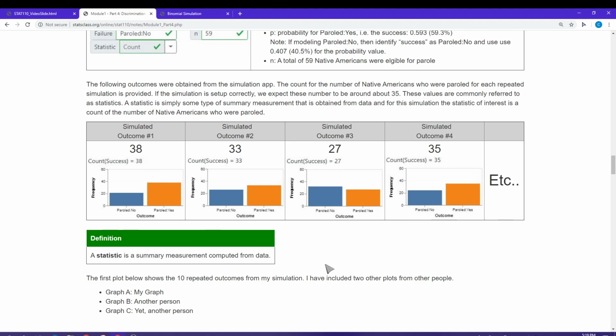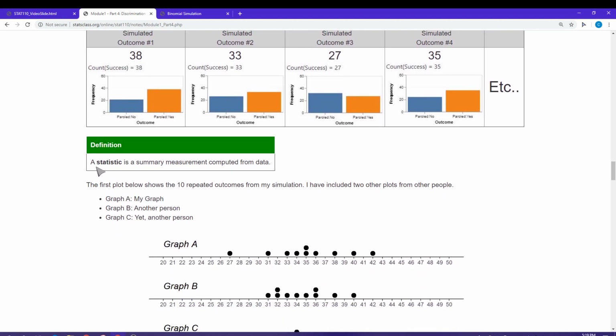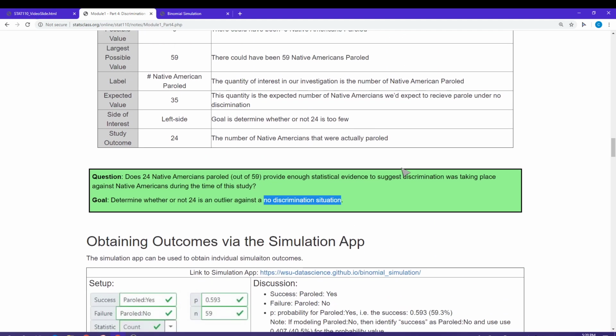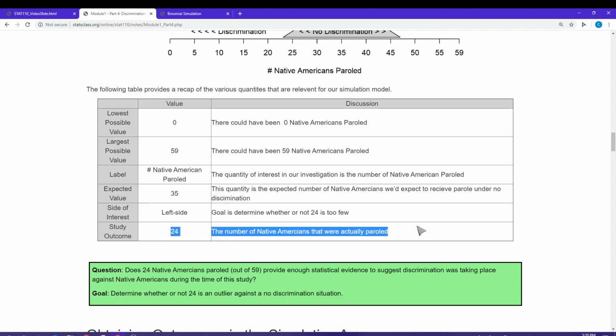Now, definition here: a statistic is just some sort of summary measurement that we computed from our data. So this value right here would be called a statistic. The 38, the 33, the 27, the 35. These are values or outcomes from my simulation model. And for that matter, the 24 that we obtained from our data is also a statistic. That came from the data that we actually had in the study, not from a simulation model.